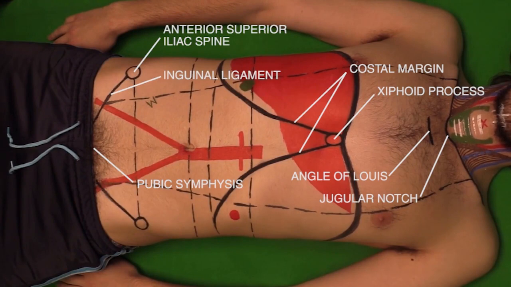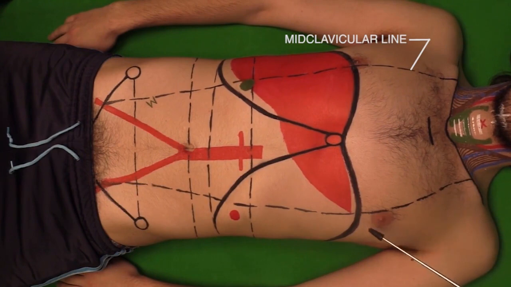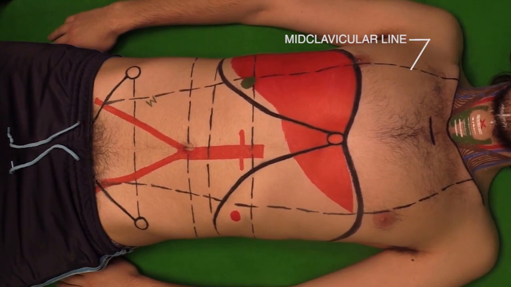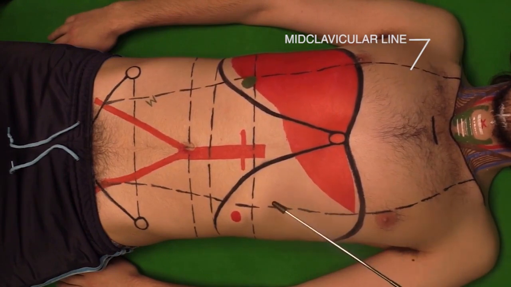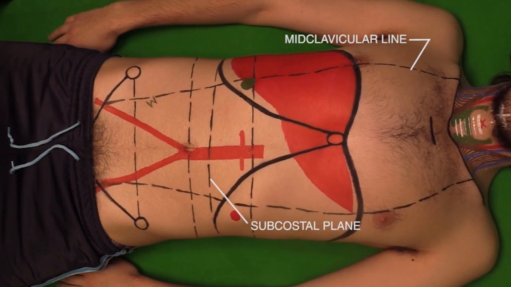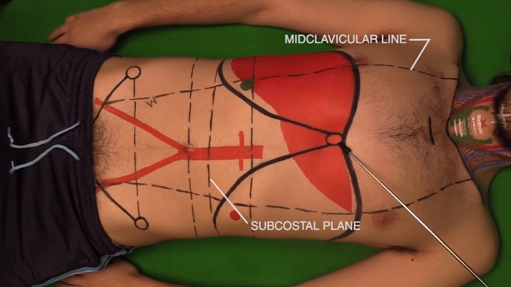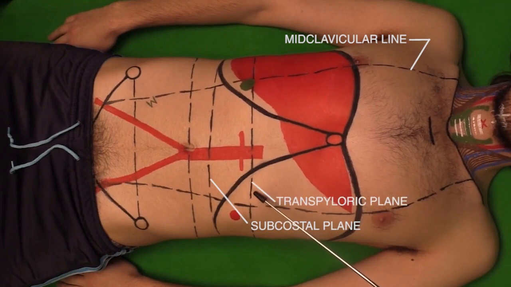We now identify important planes or lines. We can identify the midclavicular lines here on each side, and we can identify some important horizontal planes. We identify first the subcostal plane, which is at the bottom of the costal margin, and then superior to that, about halfway between the umbilicus and the xiphoid process, is the transpyloric plane.